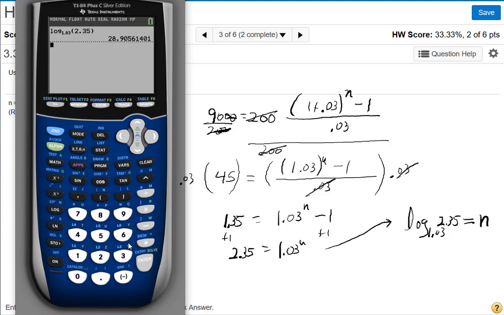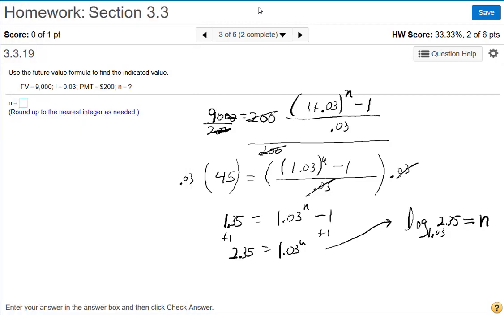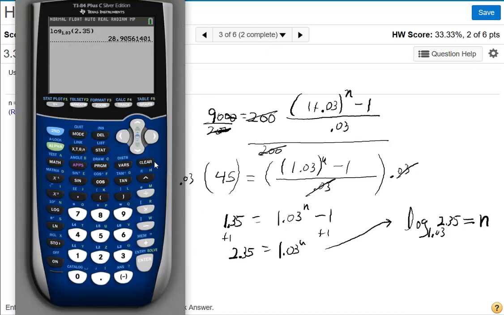Again, we don't want to round off yet until we see what the instructions are. 28.9, etc. And it says round up to the nearest integer. So that is actually the proper way we would want to round anyway with the 28.9. So that's going to be 29.